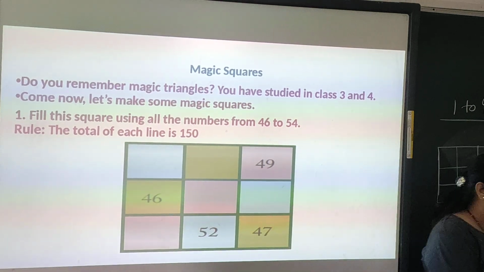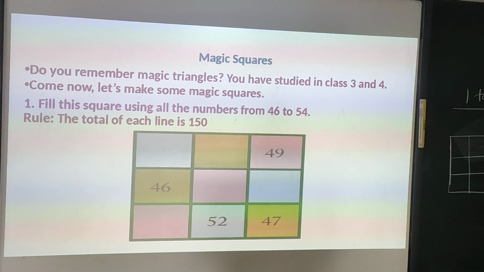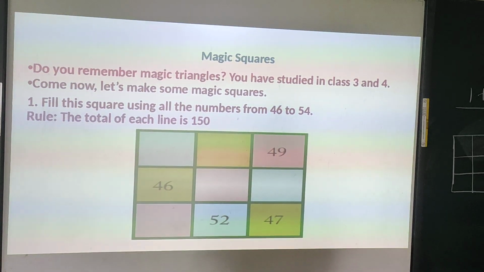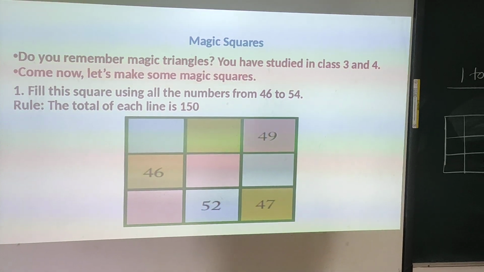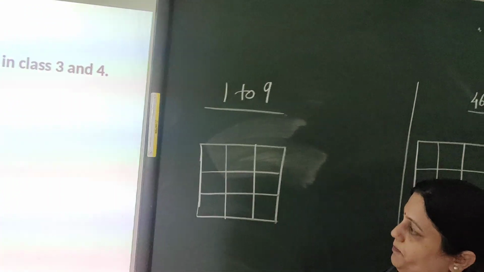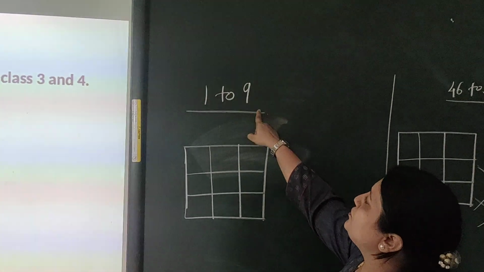Now see children, there is a trick. I am going to teach you one trick. Instead of doing so many calculations and trying, I have one trick. So let's learn that trick. Okay. See, first I will show you by using 1 to 9 numbers. How to make a magic square by using 1 to 9 numbers.